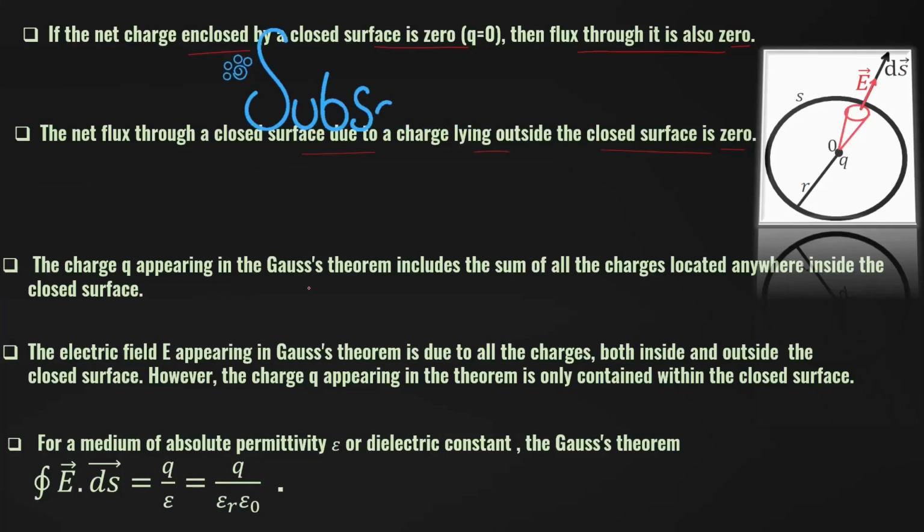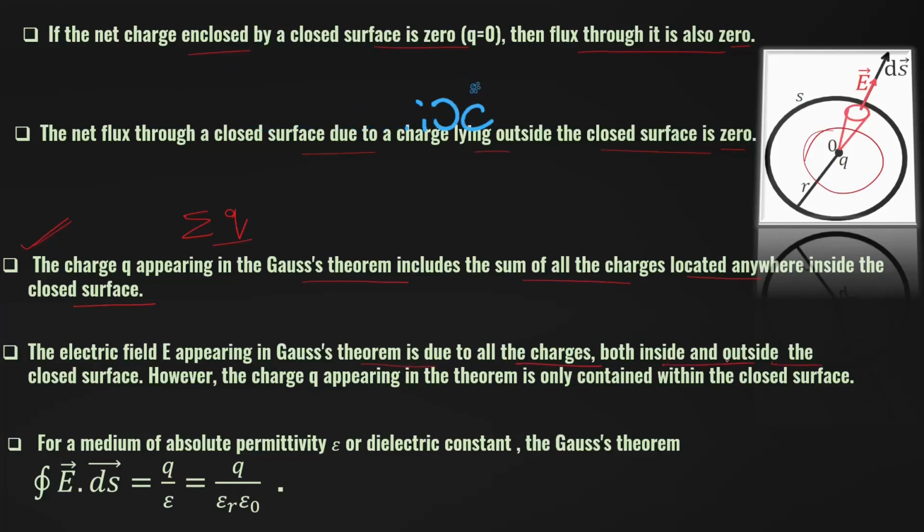Next, the charge Q appearing in the Gauss theorem includes the sum of all the charges located anywhere inside the closed surface. This is a very important key point. The charge Q appearing is the summation of all the charges that are present only inside the Gaussian surface. It excludes the charges that are outside the surface. But the electric field E appearing in the Gauss theorem is due to all the charges both inside and outside the closed surface. This is again another very important key point.